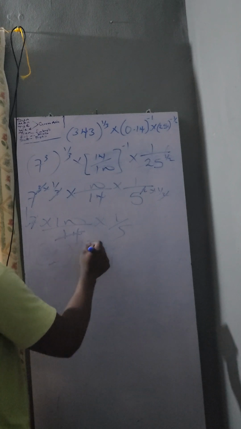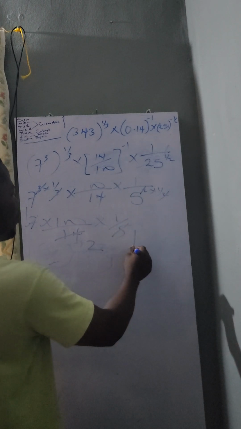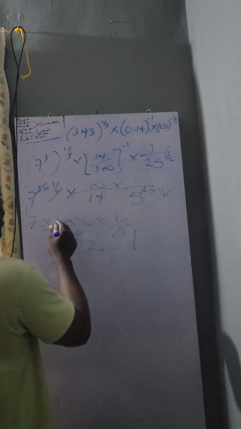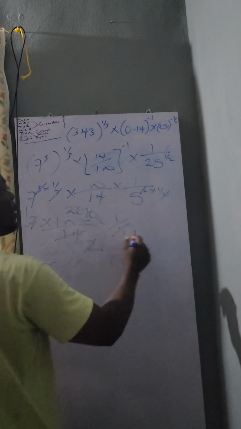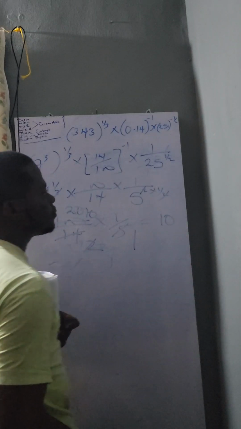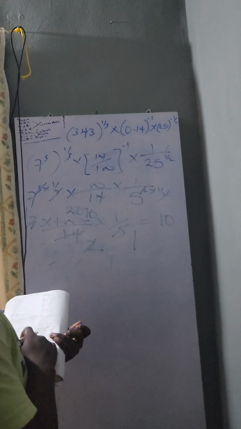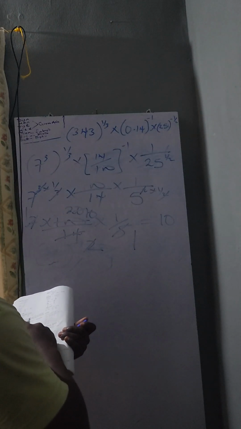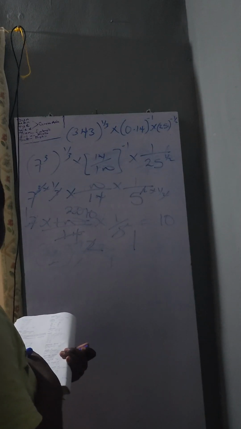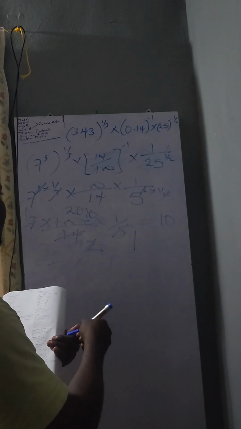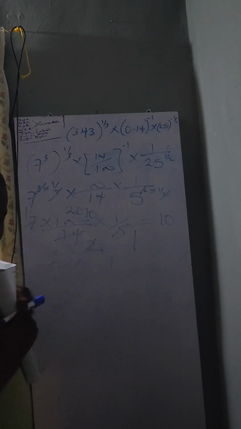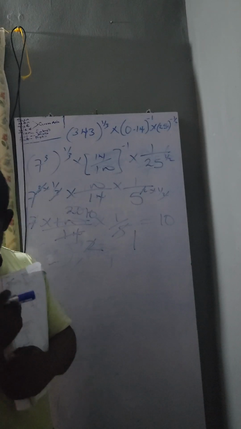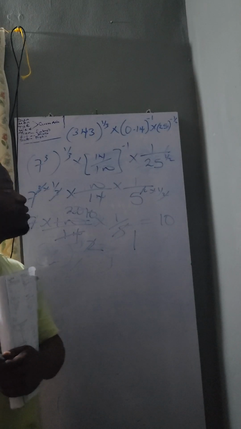7 here 1, 7 here 2. 5 here 1, 5 in this 20. 2 here 1, 2 here 10. That means our answer here is what? 10. That was option B. I'm having option B. That was option B. Please check this very well as well.